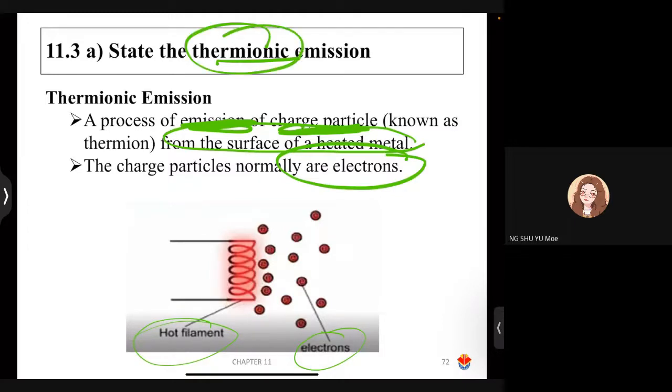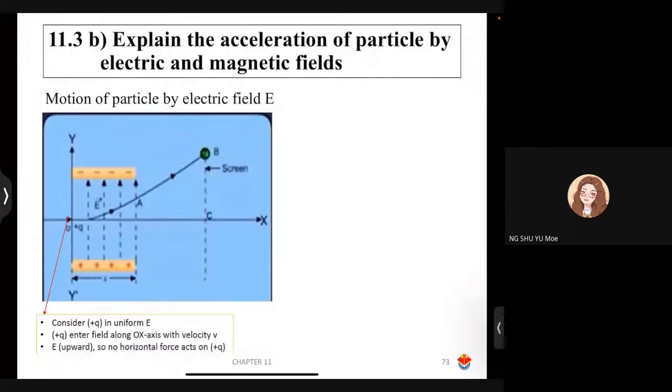Okay, itu adalah thermionic emission. So kalau dalam exam tanya apa tu thermionic, so you kena faham lah thermal. Thermal ni something to do with hot lah. So you emission of what? Elektron lah ataupun any particle. Selalunya elektron sebab elektron duduk kat metal, right? So the emission of particle from the surface of the heated element. Itu adalah thermionic emission.